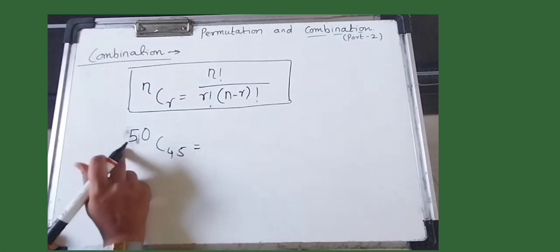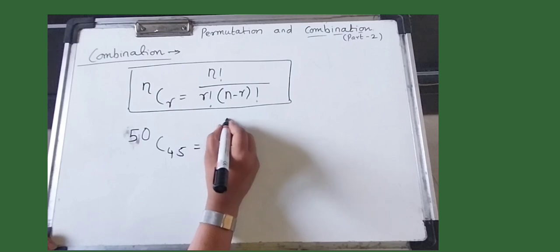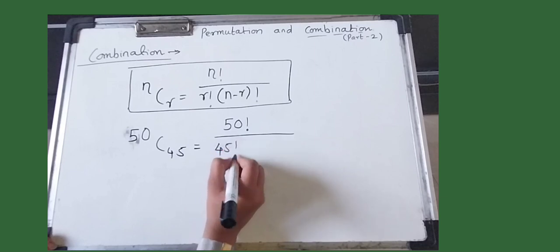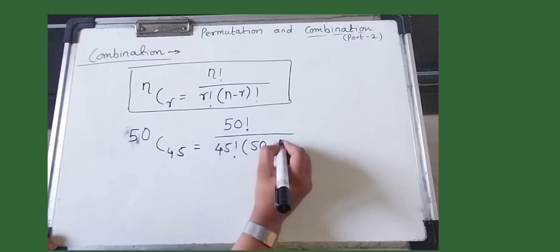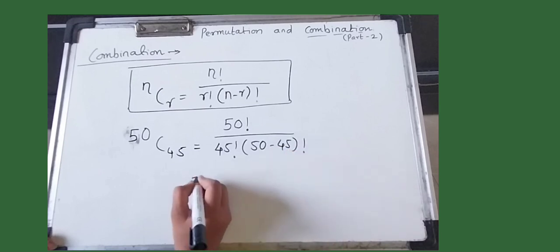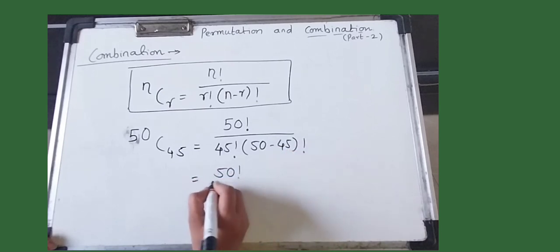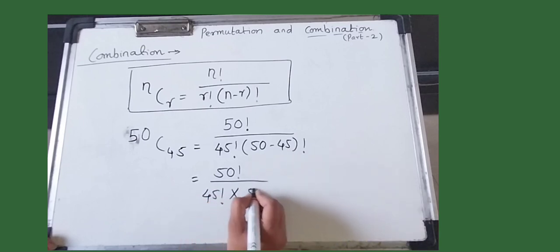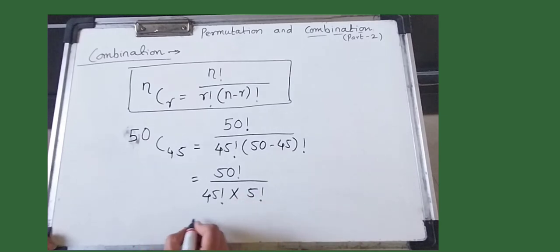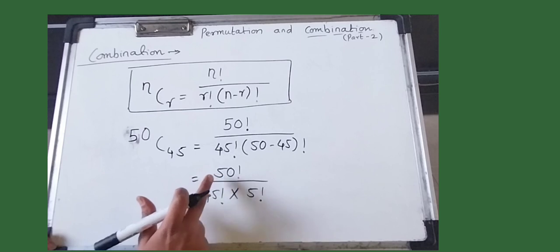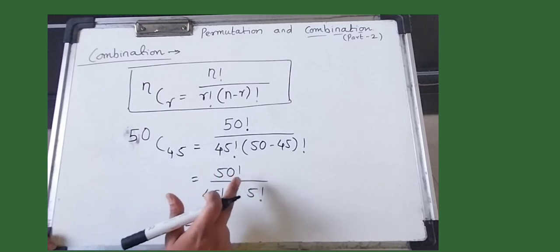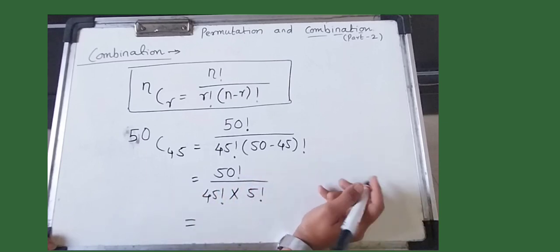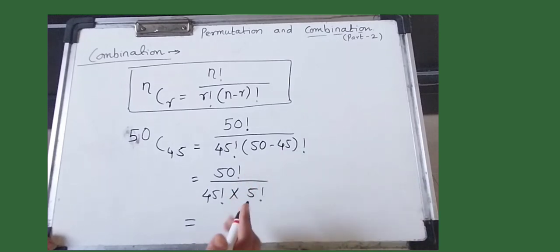See the next example, 50C45. N is 50, r is 45. Put it into the formula: 50 factorial upon 45 factorial into (50 minus 45) factorial. If I solve it, what do we get? 45 factorial, and 50 minus 45 is 5 factorial. 50 factorial means 50 into 49, 48, reverse counting up to 1. So it becomes very time consuming.